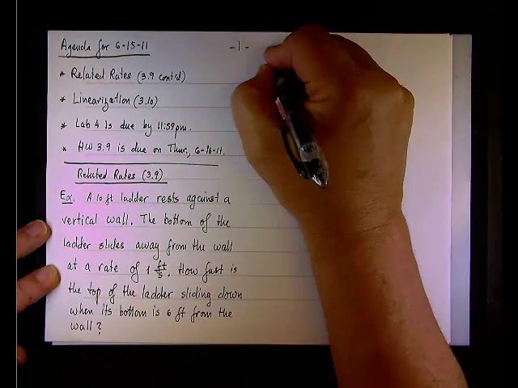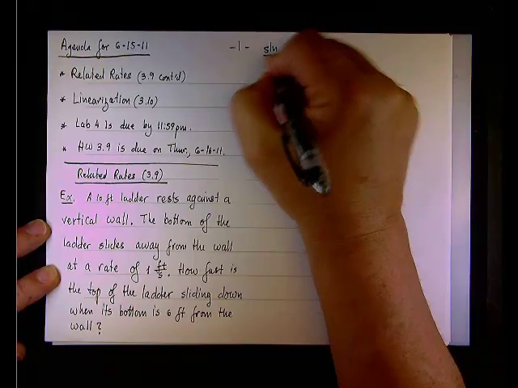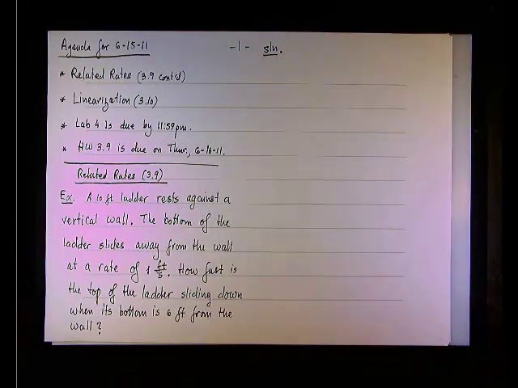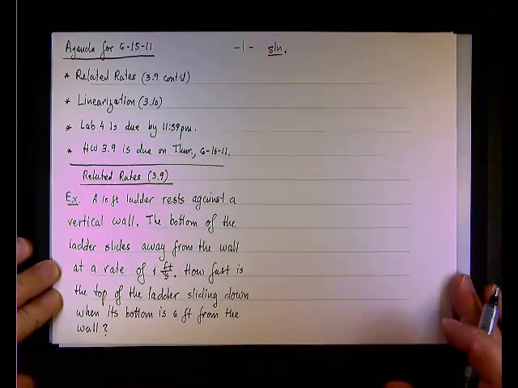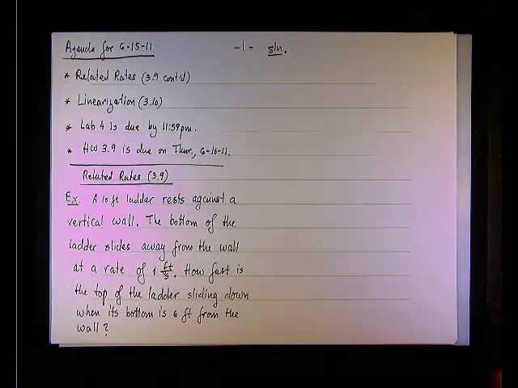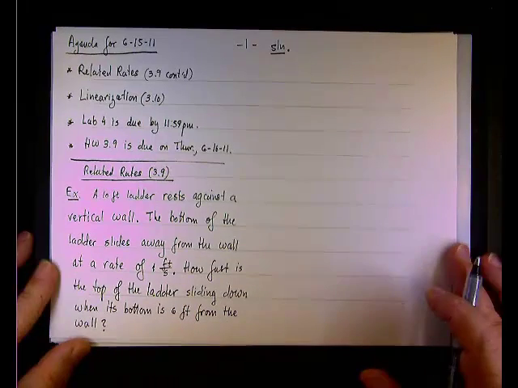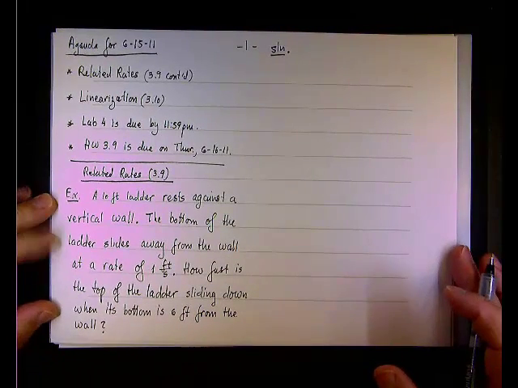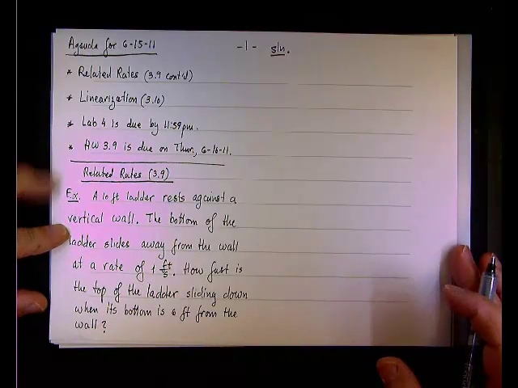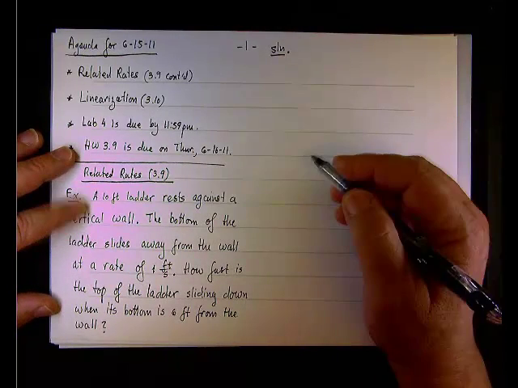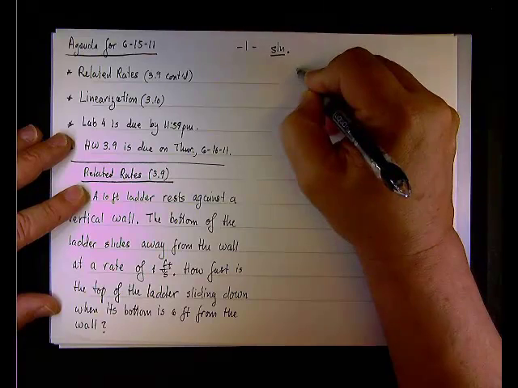So this is a typical related rate problem. It's very wordy, and the solution involves strategy, but I would say the first thing to do is visualize the problem. The old cliche that a picture is worth 1,000 words very much applies here. So let's visualize the problem.